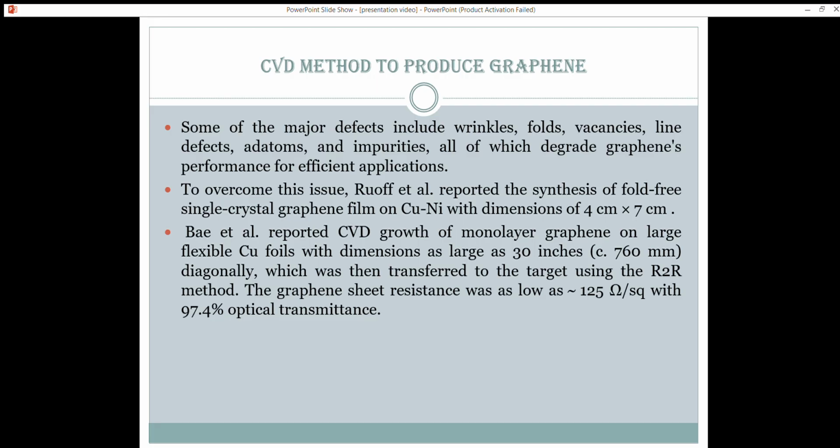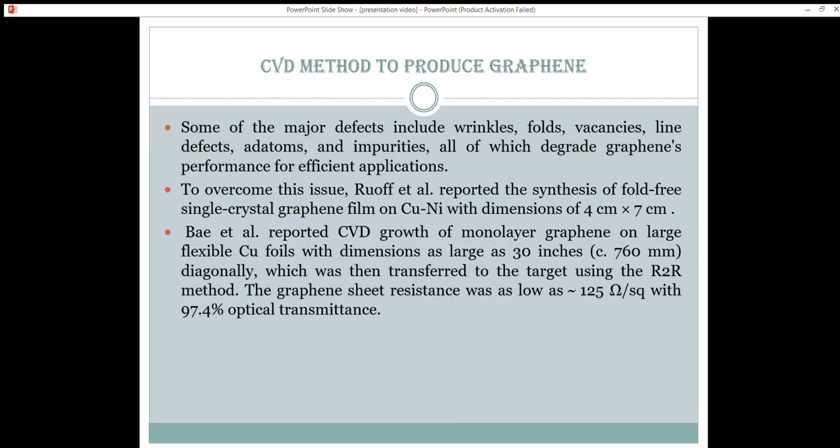now we will see what defects are produced and how they affect the performance of our graphene. Some of the major defects include wrinkles, folds, vacancies, line defects, additives, and impurities, all of which degrade the quality of graphene performance and affect its efficient applications for many purposes. Now, what have the scientists done to overcome this issue?